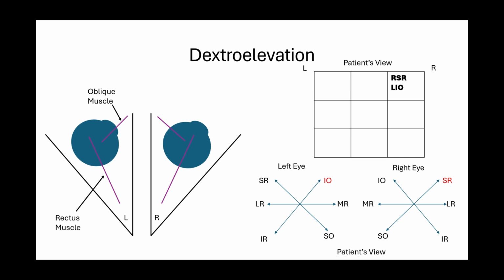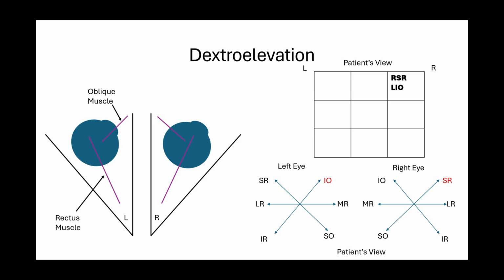Before going to evaluate the output of a diplopia chart, we all have to know what are all the muscles that are responsible for the different extraocular movements. Now here, let's see what happens in dextro elevation. In dextro elevation, the right eye is abducted and the left eye is adducted.